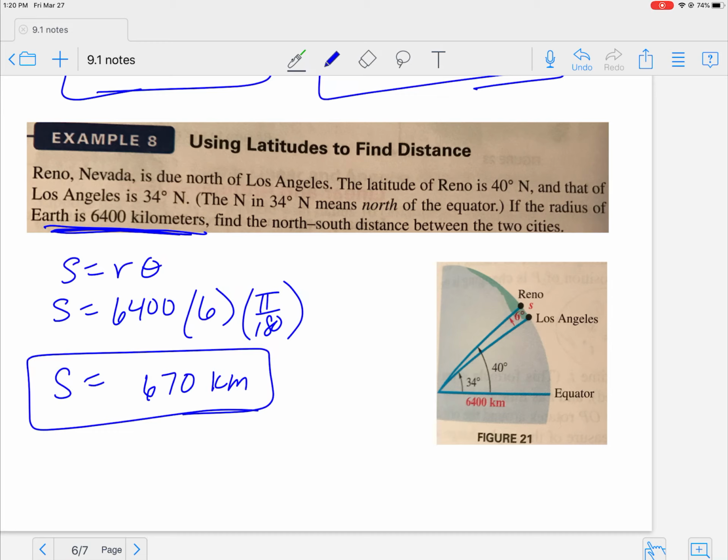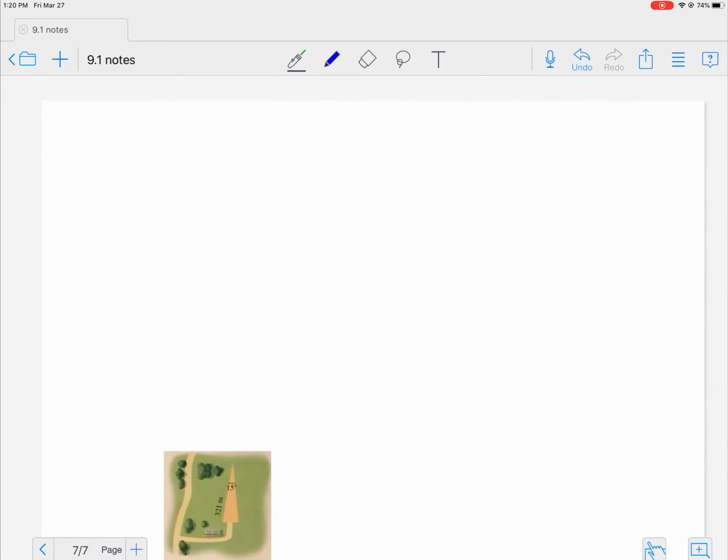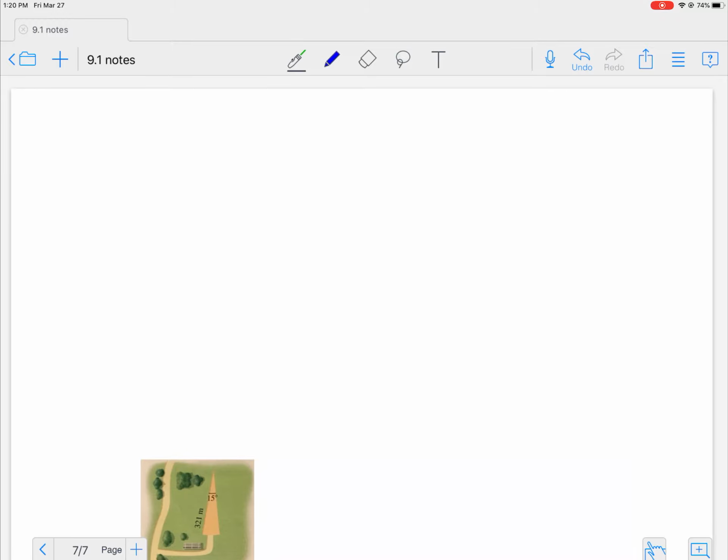All right? What's the moral of this story? Plug it into the formula. What's the biggest issue associated with this formula? Theta has to be in radians. All right? Good. Okay, let's do some more. Okay, here's my next one. So that is arc length.